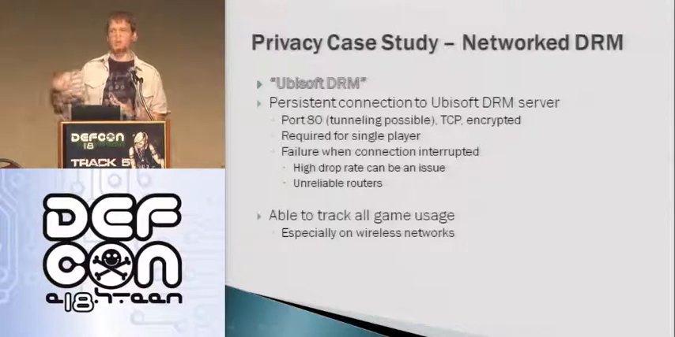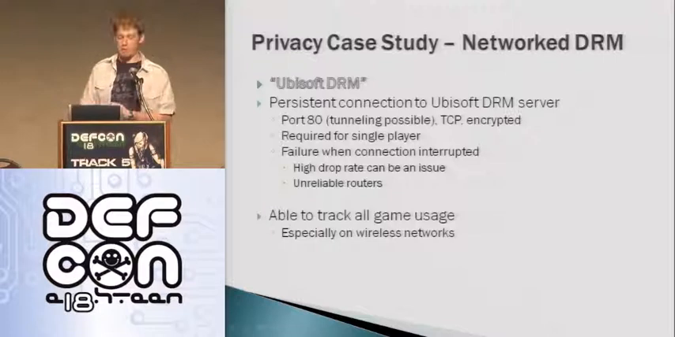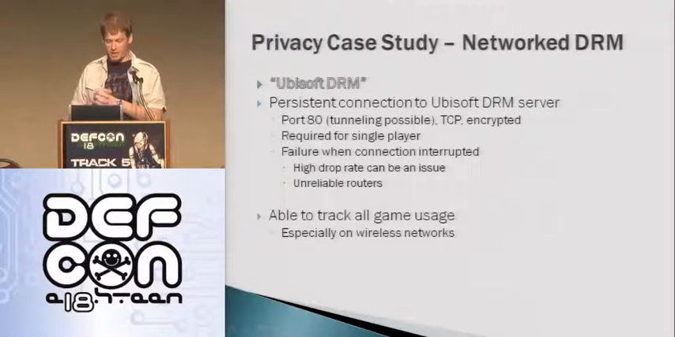So the Ubisoft DRM is the most stringent of these sets of DRMs. And when you look at the network traffic that is going on in your system, when you actually run one of those Ubisoft games, it has a TCP connection that's encrypted over port 80 or any other port that is tunneled, because it could depend on what your network looked like. It actually does a fair attempt of trying to get out, obviously. It's also required for single player, and it has the whole failures. But what this actually means is that you have the ability to track all game usage at this point.